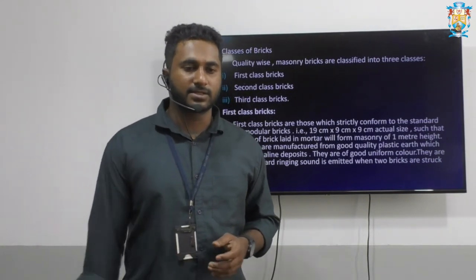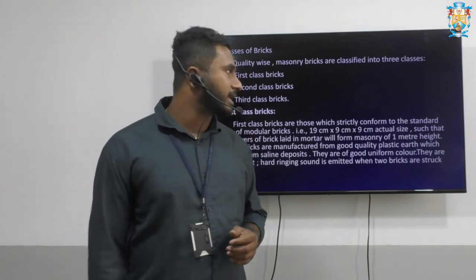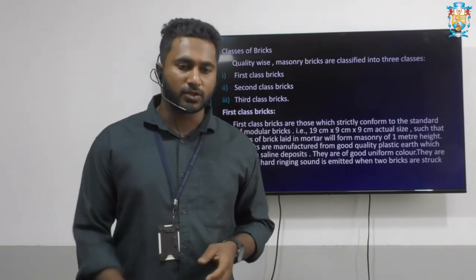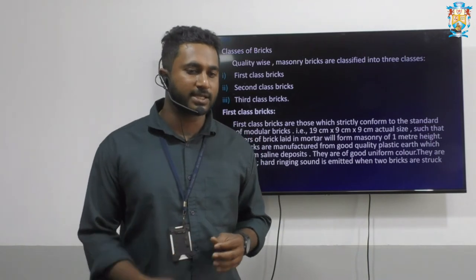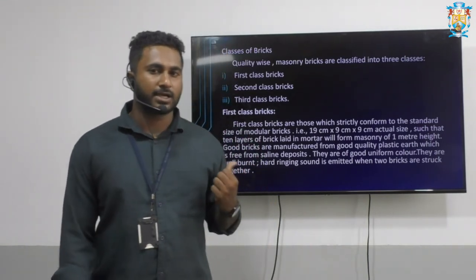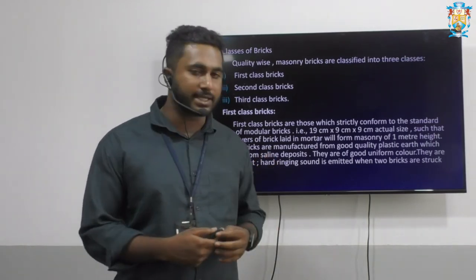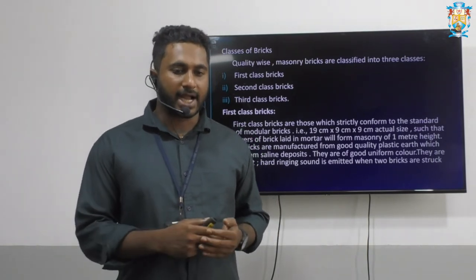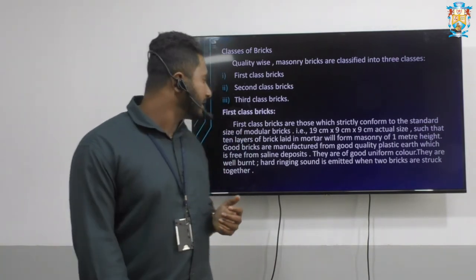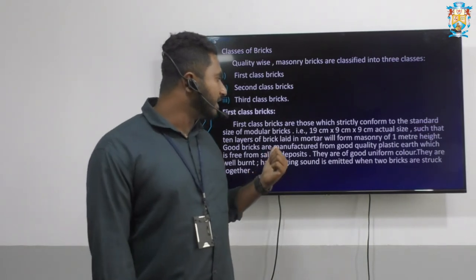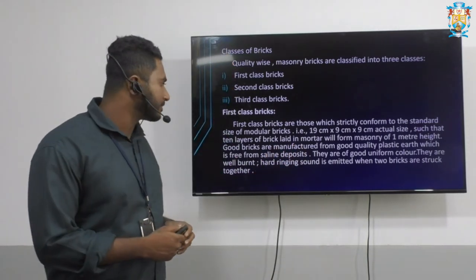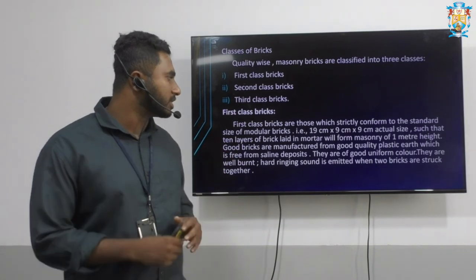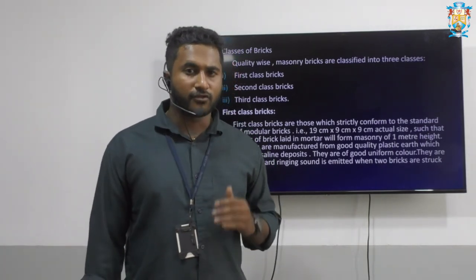Next, coming to the classes of bricks. Quality wise, masonry bricks are classified into three classes: first class, second class and third class. First class bricks strictly conform to the standard size of the modular bricks, that is 19 centimeter by 9 centimeter by 9 centimeter for the actual size, without adding the mortar. Such that 10 layers of brick laid in mortar will form masonry of 1 meter height.